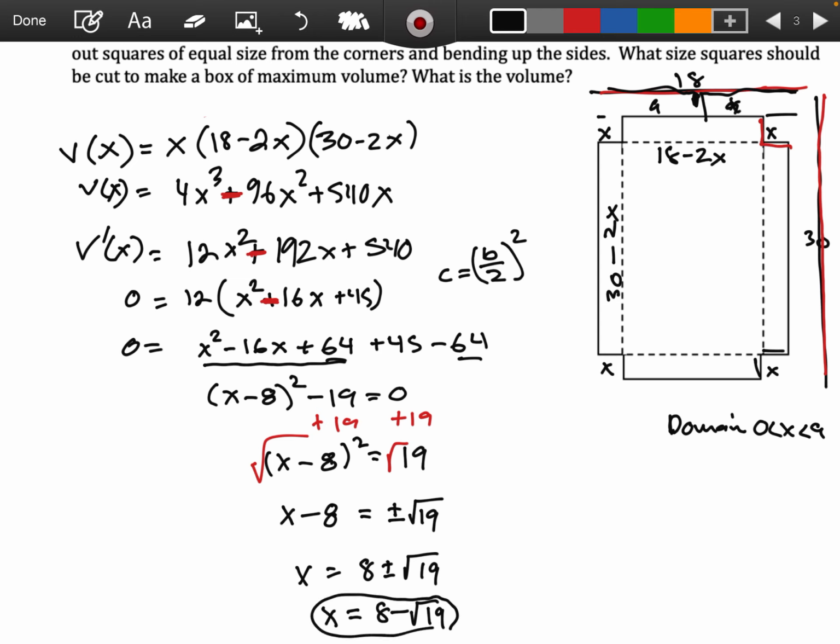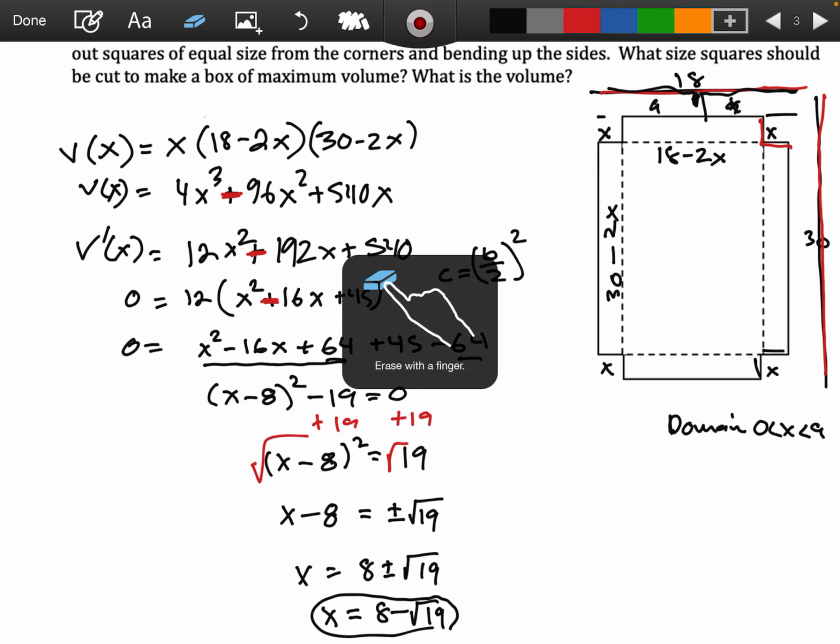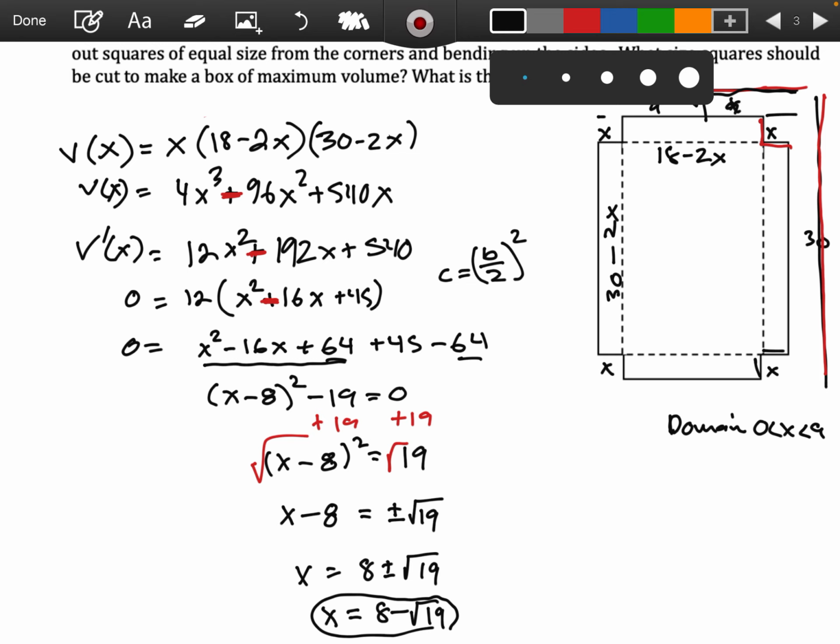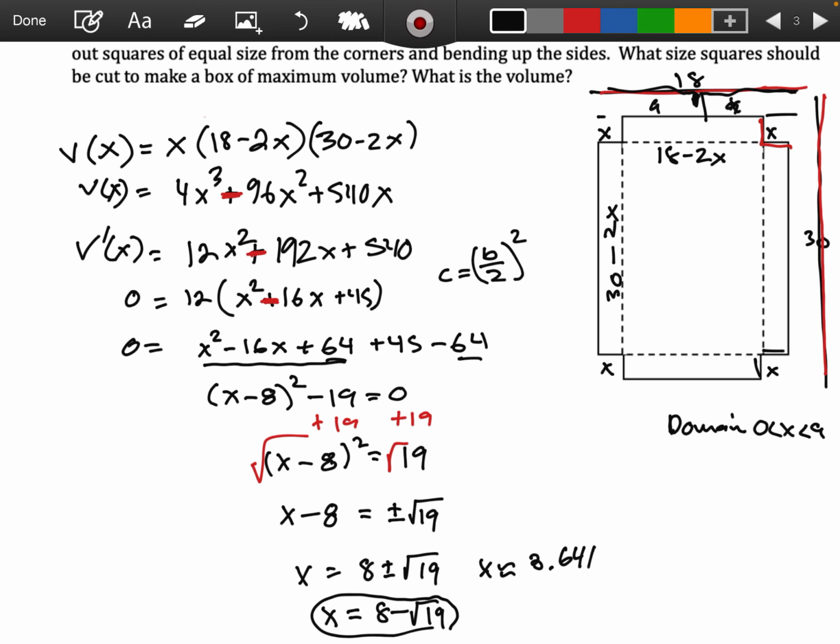And that was a whole reference back to how your graph's going to look. So we found our x, and this x is approximately, plugging that into the calculator, 3.641. Now, we have our x, and that x tells us where we have the maximum volume. So now you're just going to plug that number into your original equation.